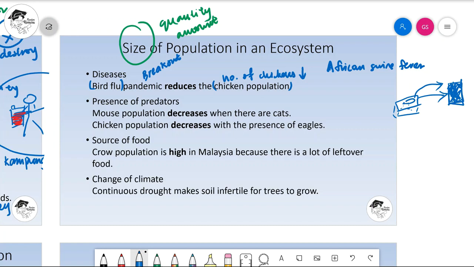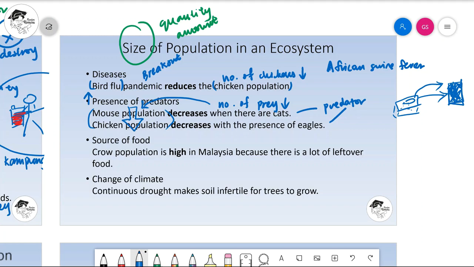Number two, presence of predators. Earlier on we talked about biological control, a prey-predator relationship. So we know that asalkan there is a predator, it is going to eat the prey. So when you have a high presence of predators, you are going to decrease the number of prey, because more prey are being eaten, such as the mouse. The prey is over this side. So the mouse population is going to decrease. Why? Because the cat is the predator. Because the eagle is the predator. So the eagle will eat the chicken, cats will eat the mouse. So this prey population will reduce.